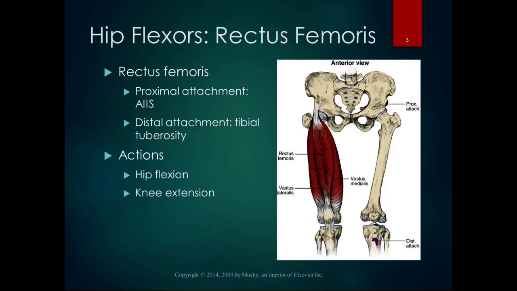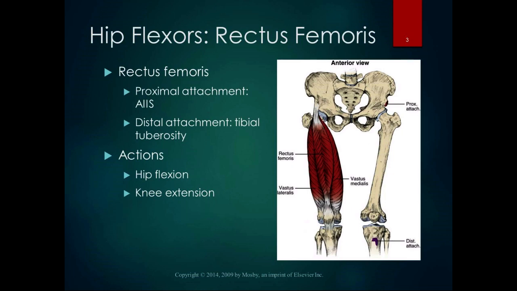Okay, the next hip flexor that gets the femoral nerve is the rectus femoris. It is actually one of the quadriceps group, the only one that crosses the hip. We'll be talking about the other three in the next chapter when we talk about the knee. The rectus femoris origin is at the anterior inferior iliac spine. Its distal attachment is the tibial tuberosity via the patellar tendon, which it shares with the three other quadriceps. So its primary actions are hip flexion and knee extension. And it's a multi-articular muscle.